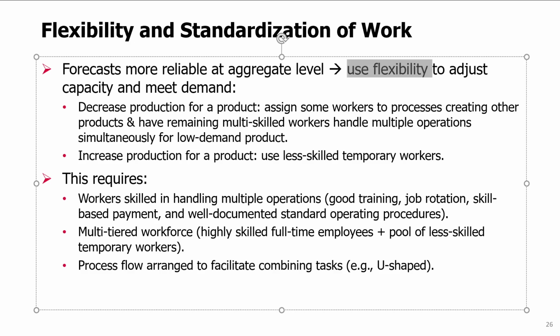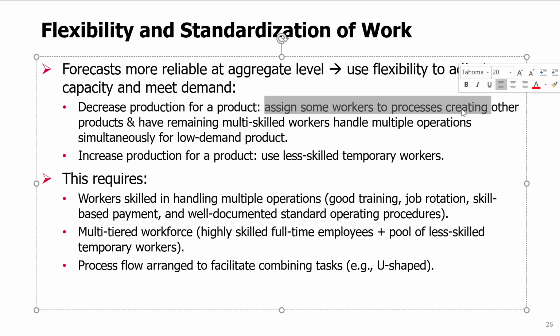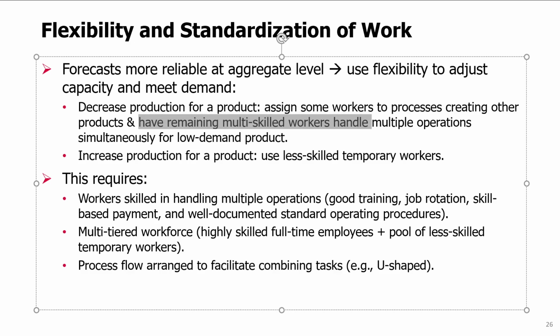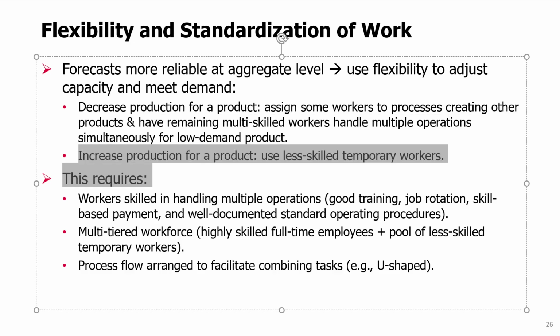So we need to have some flexibility in order to be able to adjust capacity and meet the demand for particular variants of the product. So for some products, we will need to decrease the production rate, assign maybe some workers to process creating other products, and have maybe remaining multi-skilled workers handle multiple operations simultaneously for low demand product. On the other hand, for products where we didn't plan enough capacity, we need to increase production. Maybe we add less skilled temporary workers to do some operations.